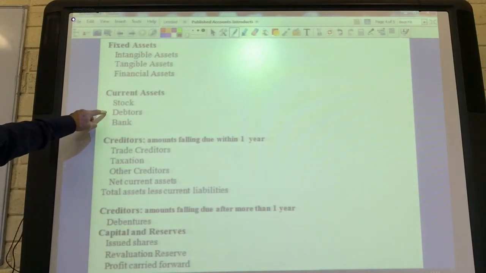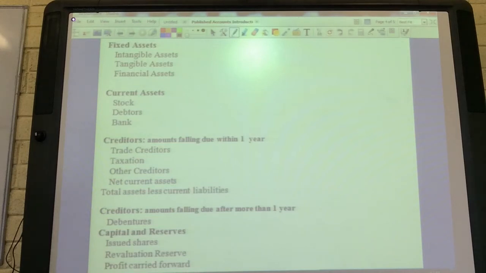Your debtors would be anyone who owes you money. Your typical trade debtors and any prepayments that you've made, for example, like prepaid advertising or insurance. And amounts owed to us from things like investment income due would come in here as well, or any VAT refunds maybe. And then your bank would be your current account and your deposit account, and any cash that would be there also. That's your bank balance, money.